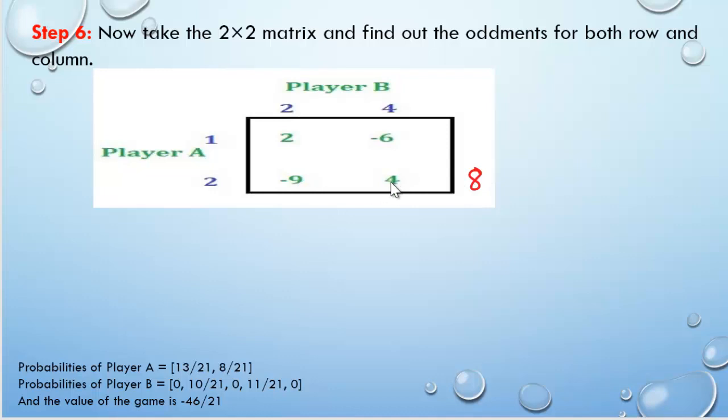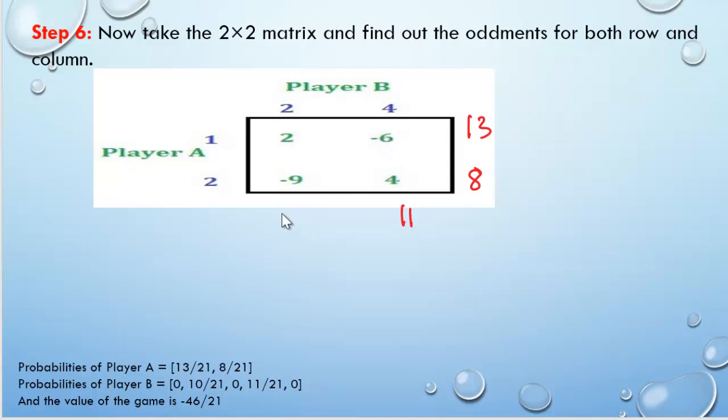4 minus 9, that is 4 plus 9. Minus is plus. 4 plus 9 is 13. So write it here. Same with the columns. 2 minus 9, so 2 plus 9, that is 11. Write it here. And 4 minus 6, that's 4 plus 6, that is 10.